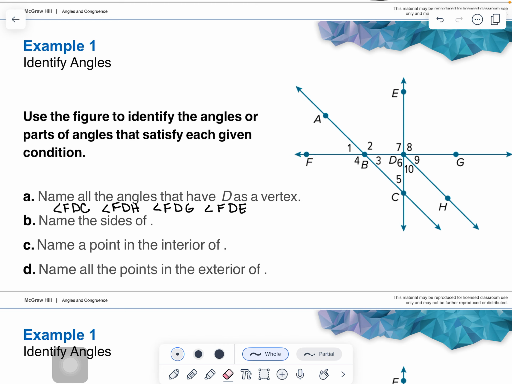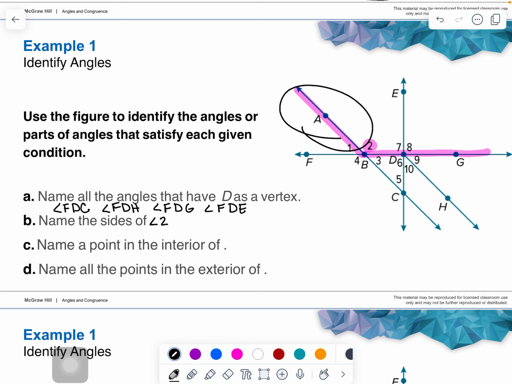Name the sides of, oh, that's supposed to say angle 2. So I'm going to write that back in, angle 2. Name the sides of angle 2. So I'm going to go find angle 2. There it is. And sketch angle 2. I like highlighting. The sides are the same thing as rays. So this ray starts here and goes out. It starts at point B, goes out through A, and it is a ray.